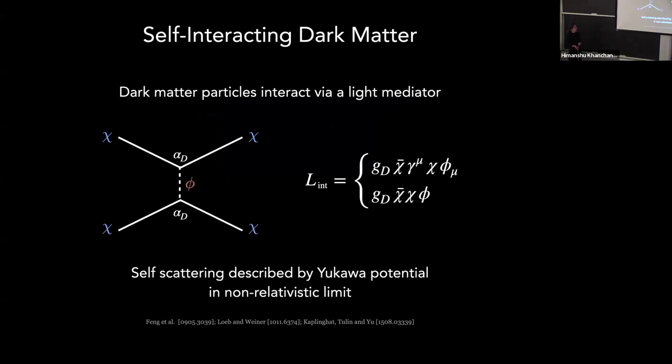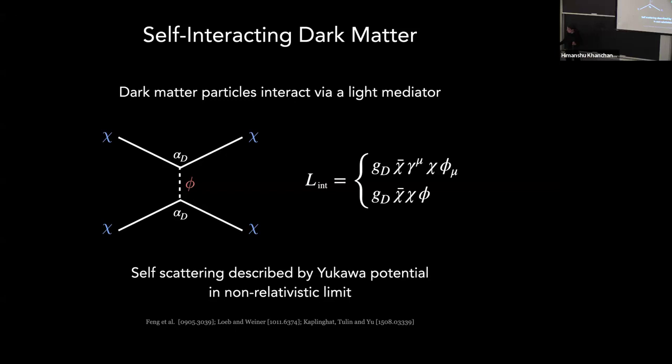Then we'll generalize that to a scenario where these self-interactions are actually inelastic, and so your dark matter can cool because it can lose energy. For the elastic self-interaction case, this is the model that we're going to consider: one where the self-scattering is described by the Yukawa potential in the non-relativistic limit.